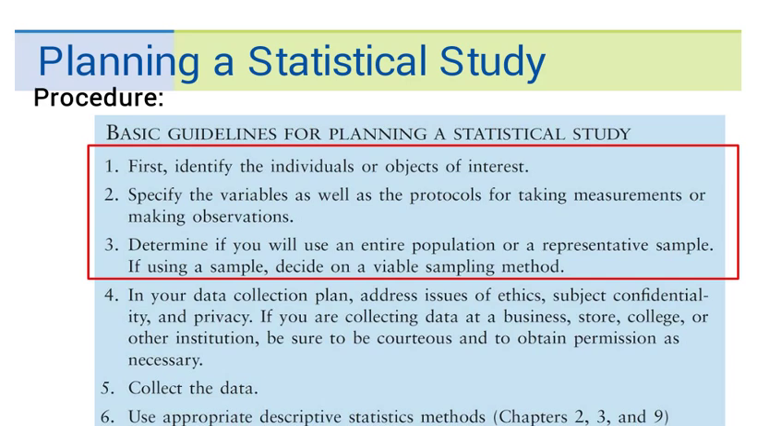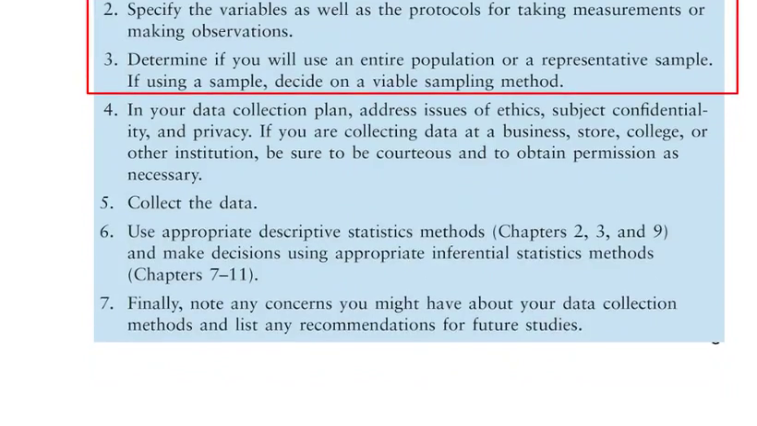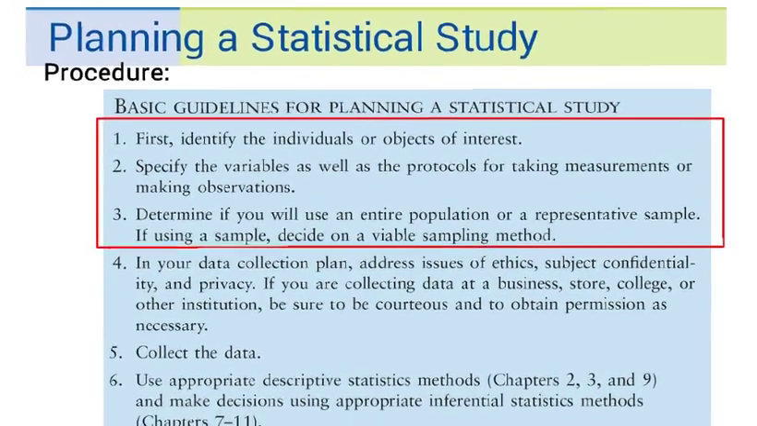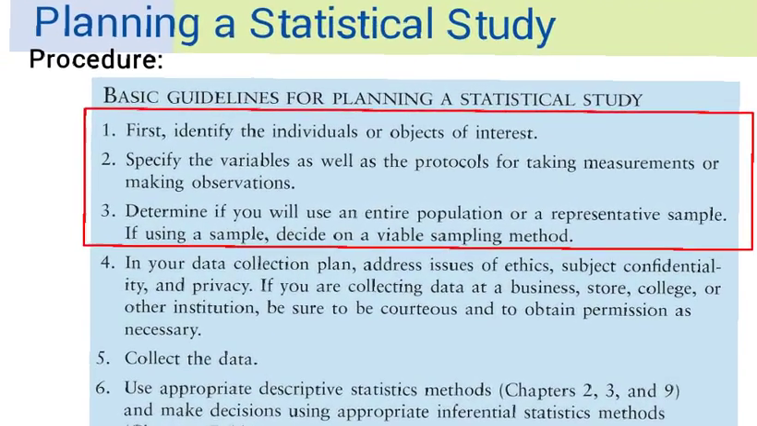Okay, so looking at planning a statistical study, there's a lot that goes into this, as you'll see from this slide here, right? But for the moment, we're going to focus on the first three aspects. Okay, so we'll be looking at identifying individuals or objects of interest, specifying the variables and the protocols for taking measurements and making observations, and then determining if we're using an entire population or a representative sample. If it's a sample, then we're deciding on what the most appropriate sampling method might be.